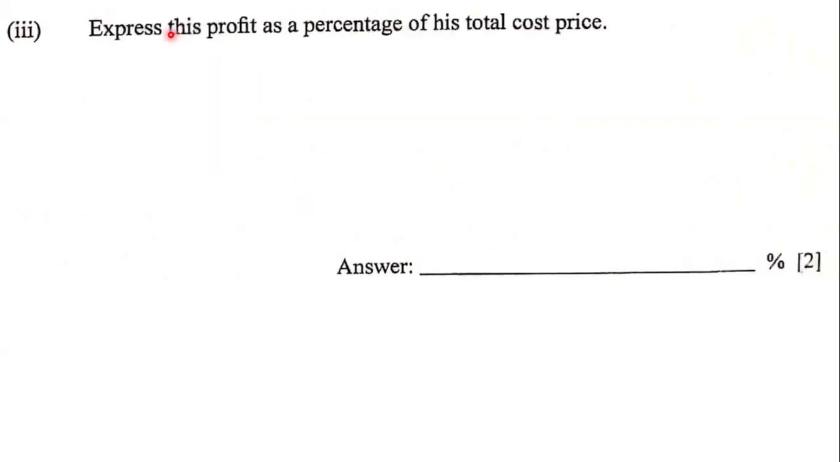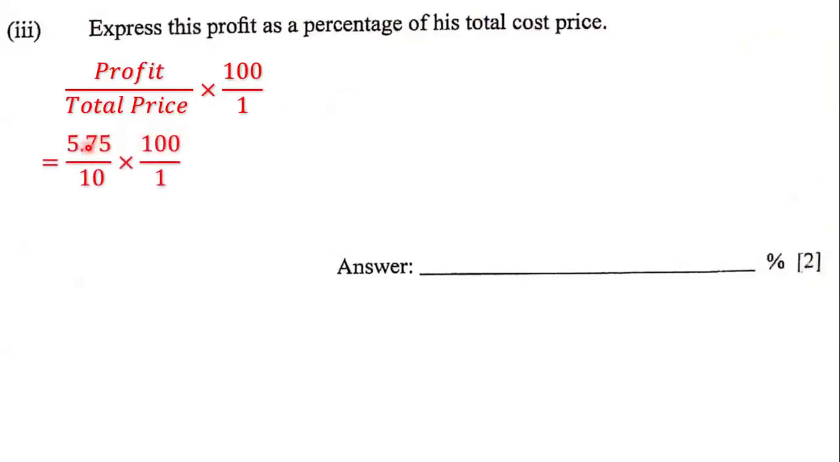Next, it states that we have to express his profit as a percentage of his total cost price. Now, what is his profit? So basically, here's the formula. We're going to take the profit, put it over the total price, multiply that by 100 because we want to get a percentage. So his profit is 5.75. The total price, that's the total cost price, right? The total cost price is going to be $10.